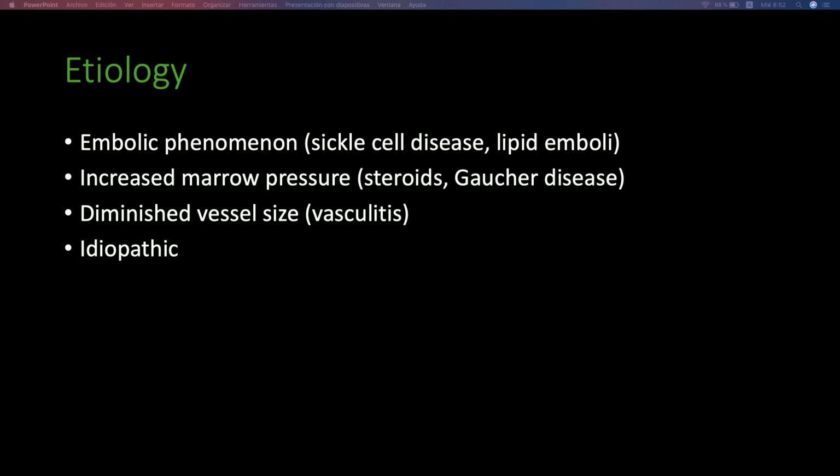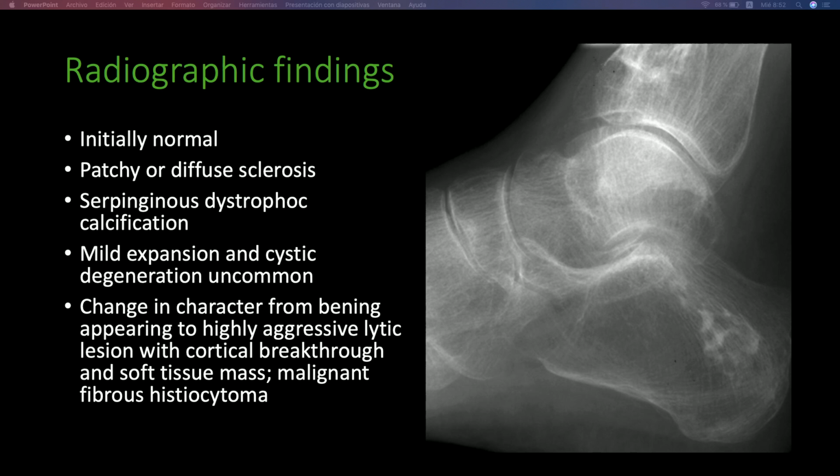The radiographic findings could be initially normal. There could be a wide range of findings depending on the stage of the infarct or the repairing process or degeneration of the lesion. It can initially appear normal. It may develop abnormal density with various patterns, such as patchy or diffuse sclerosis, which we could see on our patient's radiograph or this one. It could also be serpiginous dystrophic calcification, which we also saw on our patient and on this radiograph, which I will describe briefly.